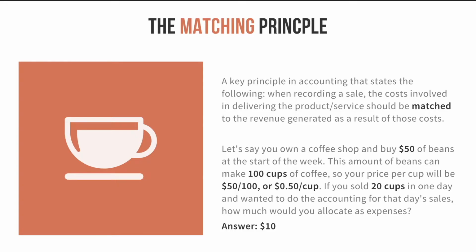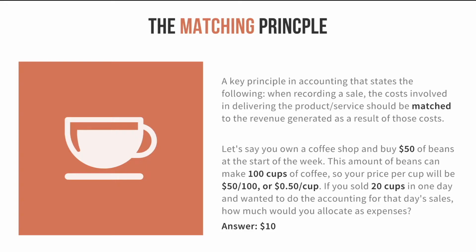Let's say you own a coffee shop and buy $50 worth of beans at the start of the week. This amount of beans can make 100 cups of coffee, so your price per cup will be $50 of beans over 100 cups of coffee, or 50 cents for a cup of coffee. If you sold 20 cups in one day and you wanted to do the accounting for that day's sales, how much would you allocate as expenses for that day's coffee? Well, if you do the math, you'll realize that 20 cups in one day, with a cost of 50 cents per cup, will give you a cost of $10.